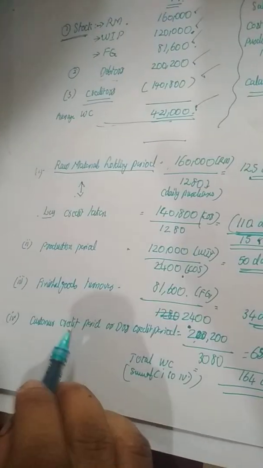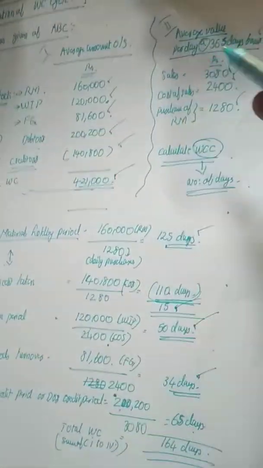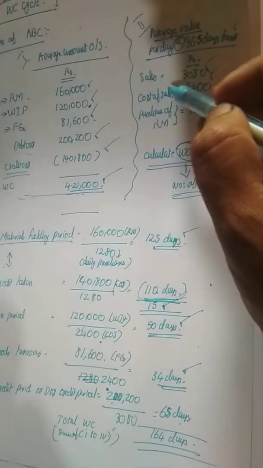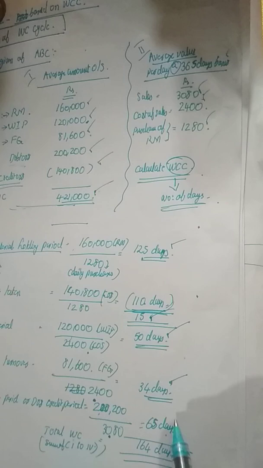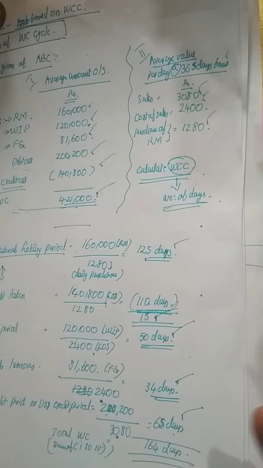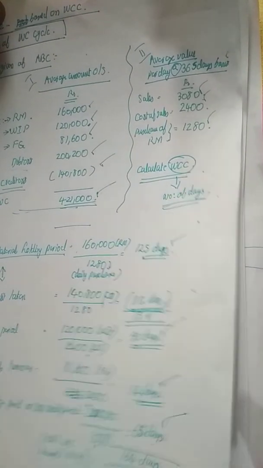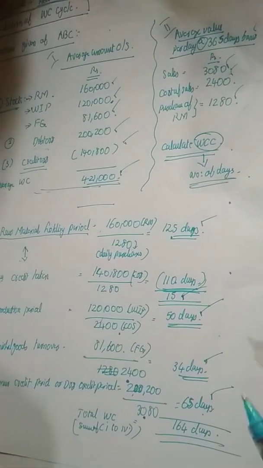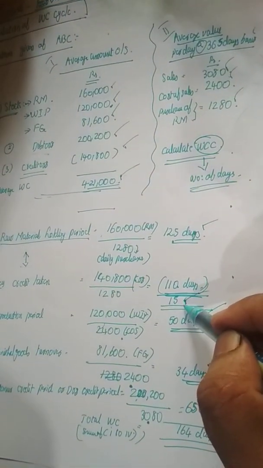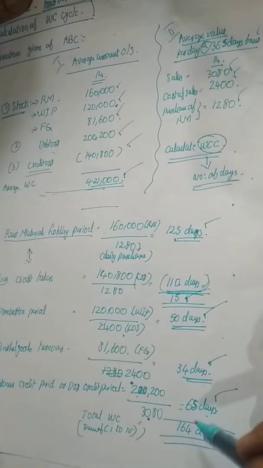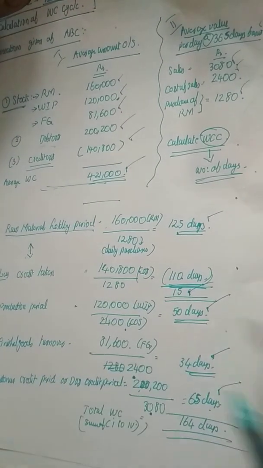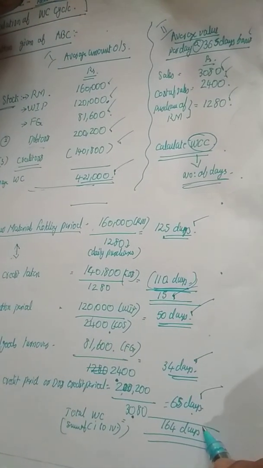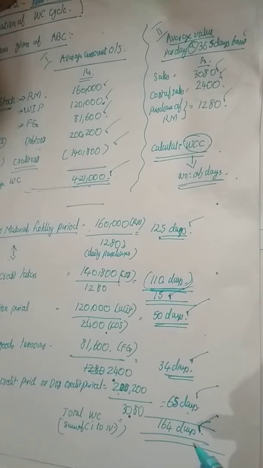Then the customers' credit period, or debtors' credit period. Now how much are the debtors? 2,200. 2,200 divided by sales we have to take, because it's debtors. 2,200 divided by sales, we will get 65 days average period for debtors' settlement or receivable settlement. So all these together, that is 15 plus 50 plus 34 plus 60. Why are we taking it like that? Because it's current assets we are adding. We'll get the total working capital cycle as 164 days.